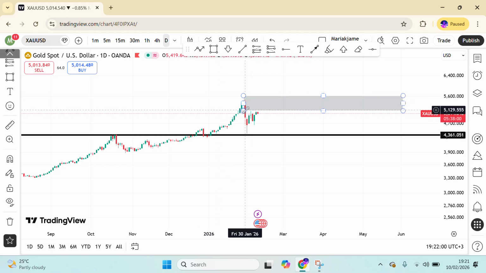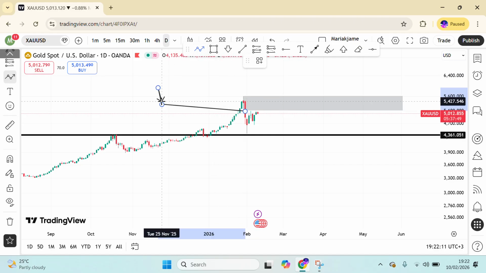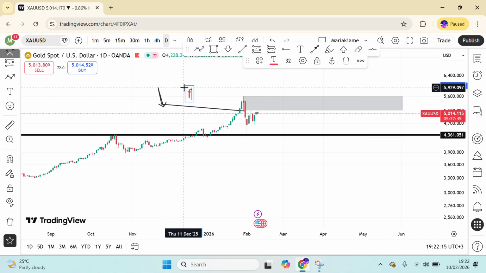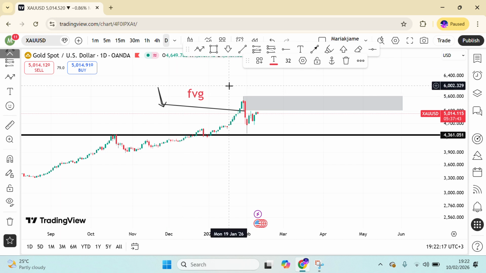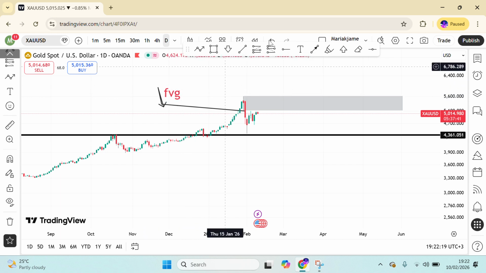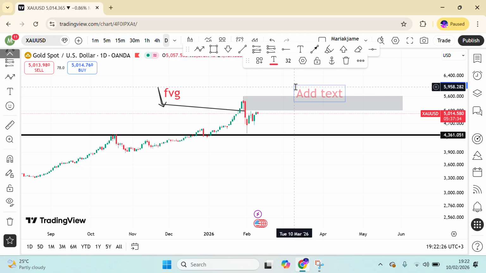We are also seeing a fair value gap. This big red candlestick that we are seeing here is a fair value gap. We term it a fair value gap. Let me make sure I mark it out. So this is our FVG. Then we are seeing here also our order block zone. So that is our order block.